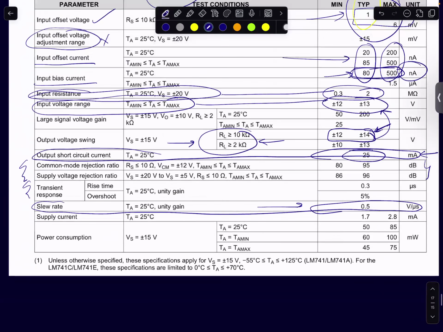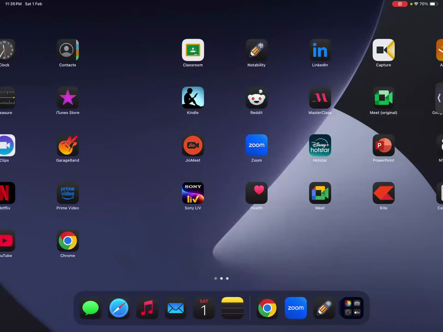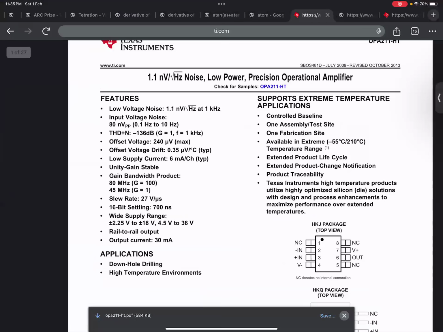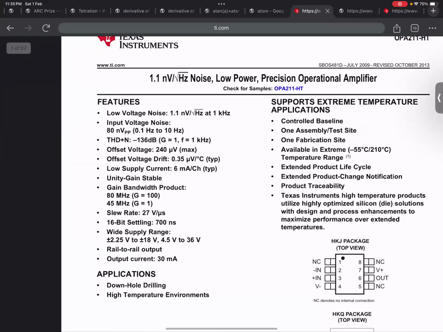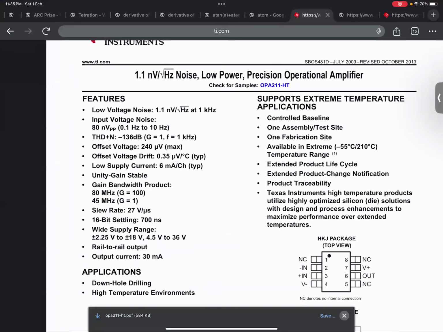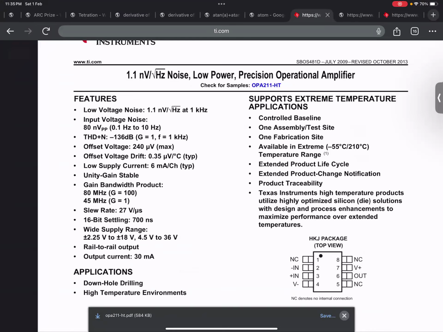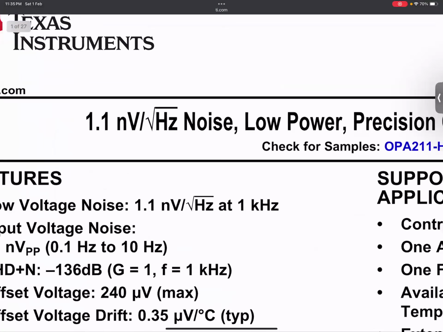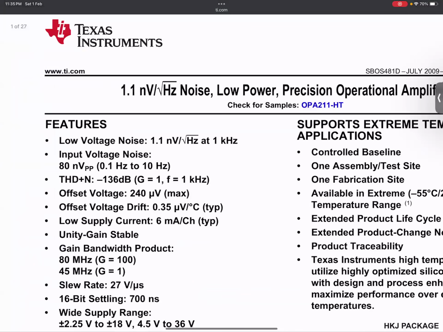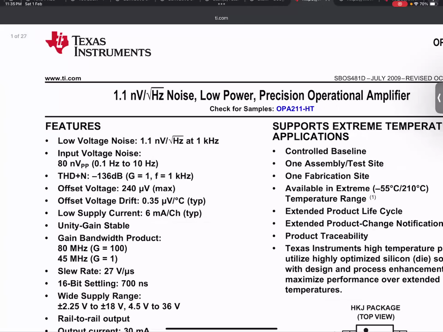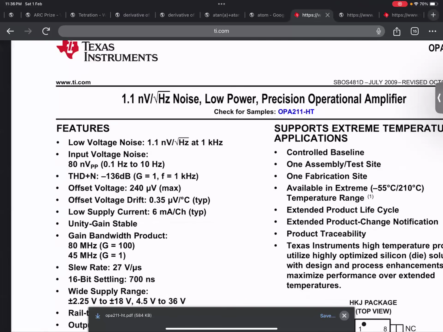Okay. So maybe let me see if I can show you some data sheets for op-amps here. Look at this. This is a TI data sheet for a very good precision amplifier. Precision amplifier means amplifiers which are designed for better performance. They are highlighting the noise number here, 1.1 nanovolt per root hertz. That means it's a very low noise op-amp. So if you want low noise, you will have to pick an op-amp with lower noise.